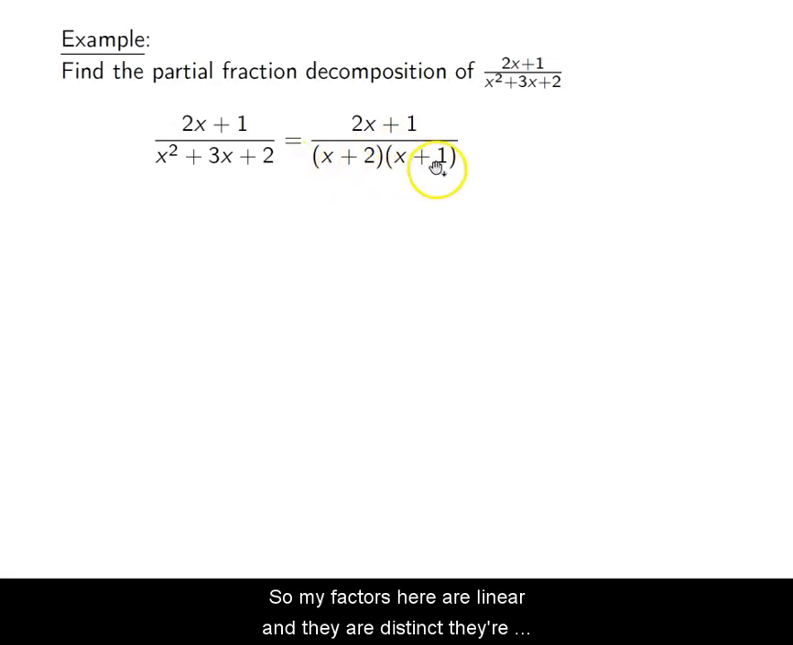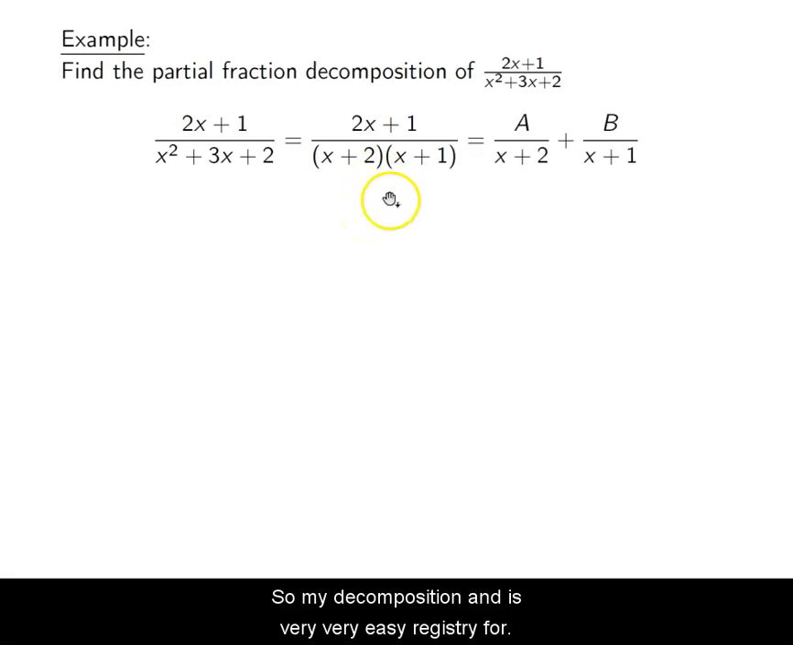So my factors here are linear, and they are distinct. They are not the same, and there's no quadratics or anything like that. So my decomposition then is very straightforward. I can rewrite this as some number over the first factor plus some number over the second factor. The only time things are different is when there's multiplicity or if there's quadratics. Okay, so this is pretty much the standard manner of doing this.